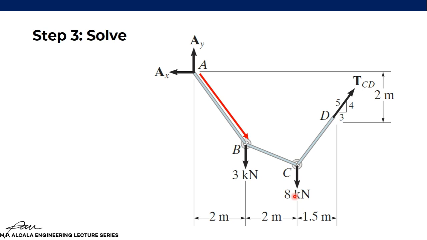You may get a negative answer, meaning you just have to reverse the assumption. Thus, you can have a correct answer but a wrong sign. But that doesn't mean that your answer is wrong, okay? You just only have to correct your direction.